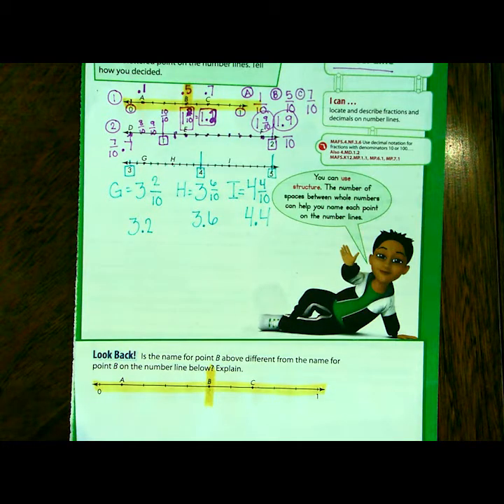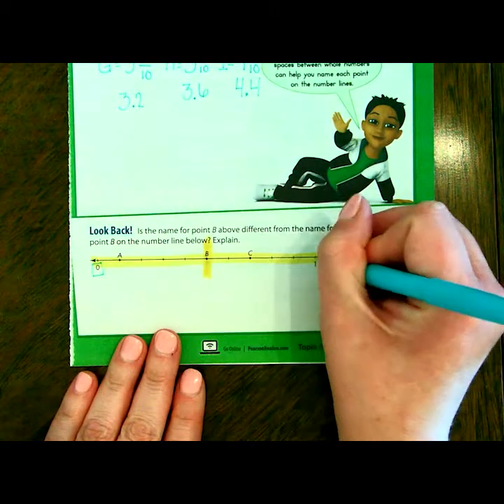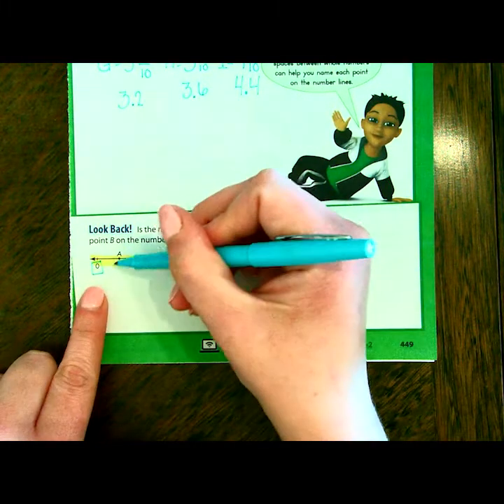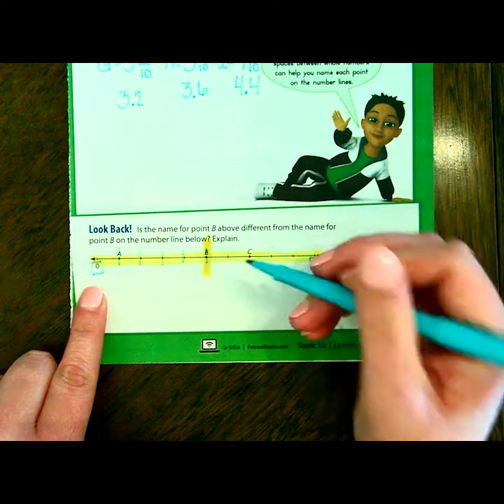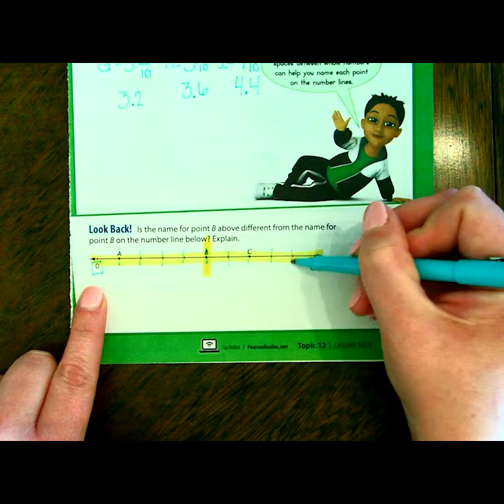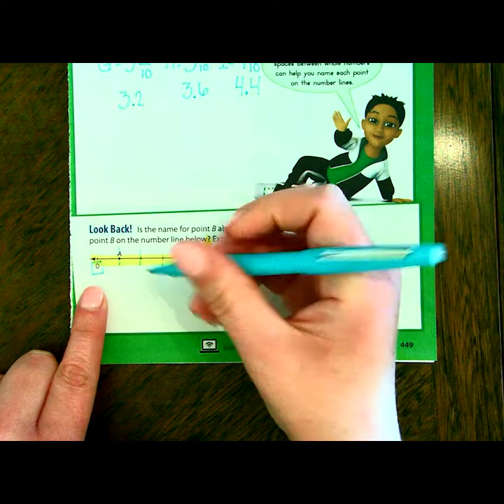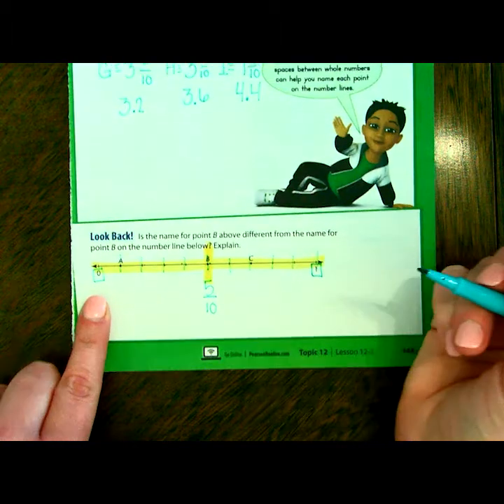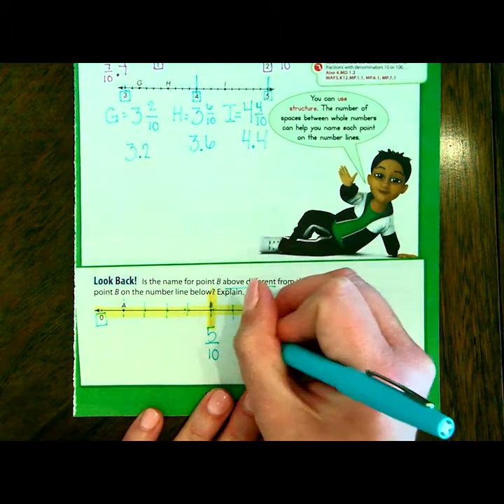Well, just like we did on those number lines at the top, we first have to look at the whole number 0 and 1. And we're going to count between our 2 anchor points here. So 1, 2, 3, 4, 5, 6, 7, 8, 9, 10. So this is tenths, and point B was at 1, 2, 3, 4, 5, 5/10. So to answer their question, no, it is not different. No, not different.